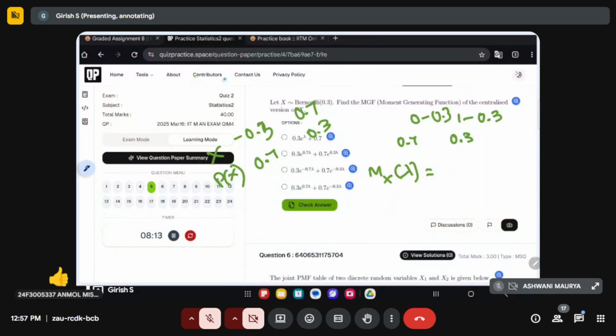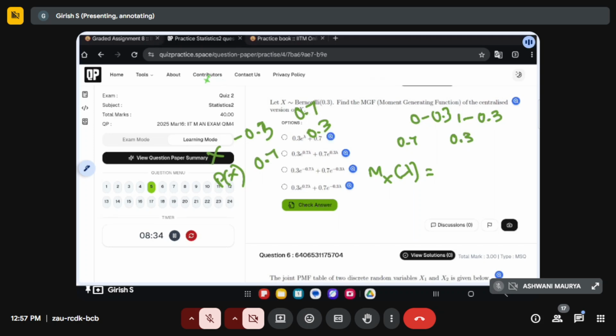Shouldn't we divide by sigma? Is that not required? No, that is not required. When we say centralized version, it means the mean should be zero, basically. Okay, so we only shift by the mean. That's it. Correct.